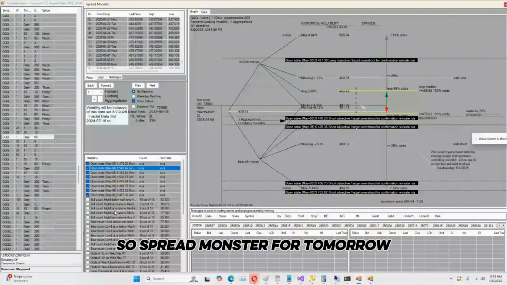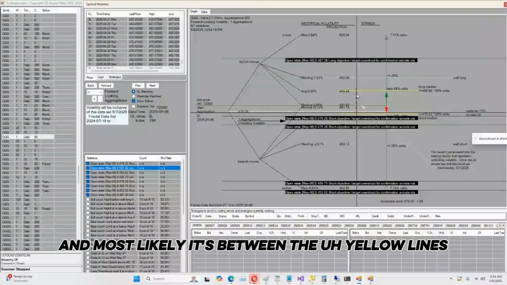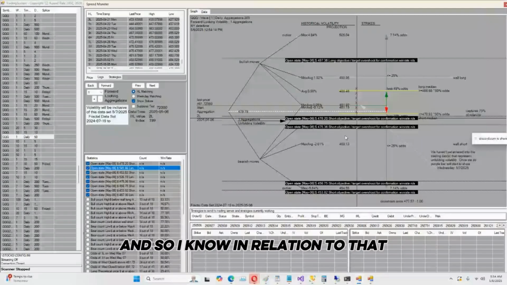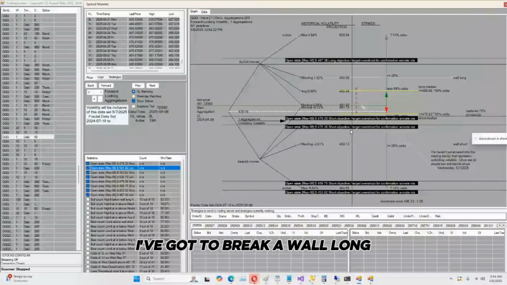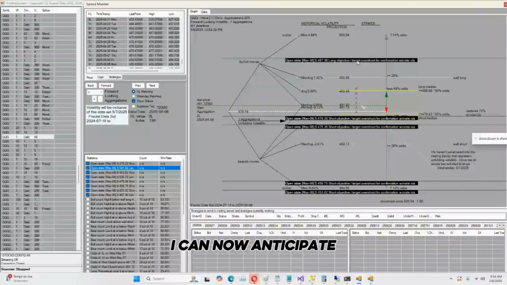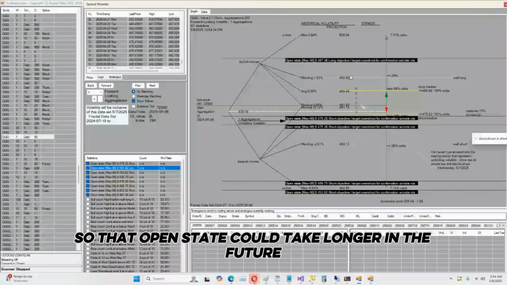So Spread Monster for tomorrow, based on the price we've got, is computing this yellow zone. And it's saying this is a range of price, and most likely it's between the yellow lines. And so I know in relation to that, where my open states are. If we claim an open state up here, I've got to break a wall long. I can now anticipate, state up here, I've got a wall. I know the wall's not a high probability to break. So that open state could take longer in the future.